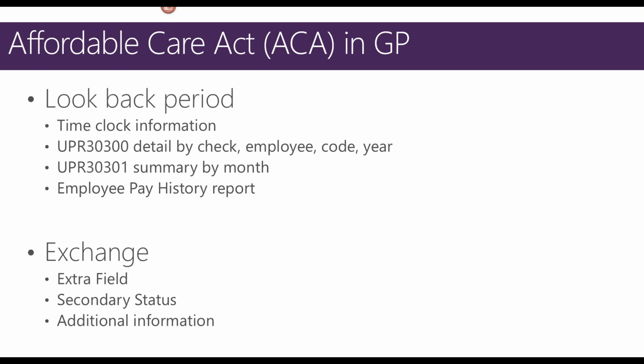In the ACA Act, there's some look-back information. This is if you have somebody who worked part-time, then full-time, then part-time. So there's some information in the UPR 30300 and 301 tables that will give you information about how many hours they worked. Exchange, there's extra fields, secondary status, and additional information to use.